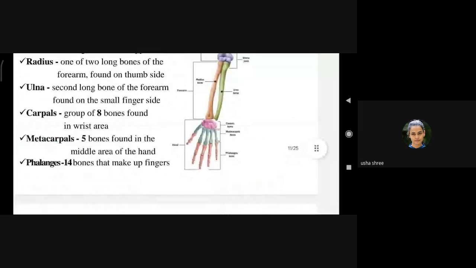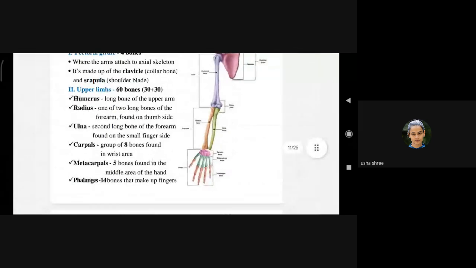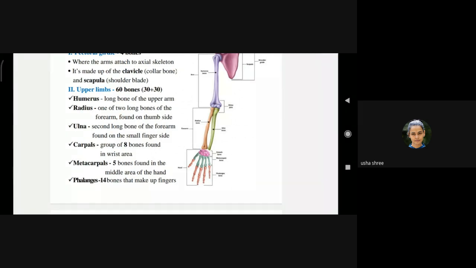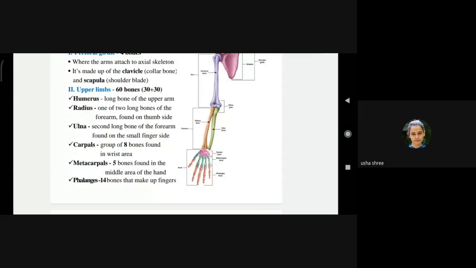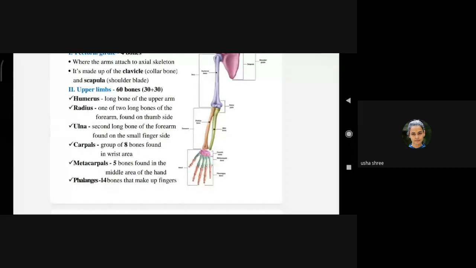So I think you can add up: 14 phalanges, 5 metacarpals, 14 plus 5, 19, plus 8 carpals, 27. And 1 ulna, 28, 1 radius, 29, and 1 humerus, 30. So each side 30, 30, 60 bones in 2 upper limbs.